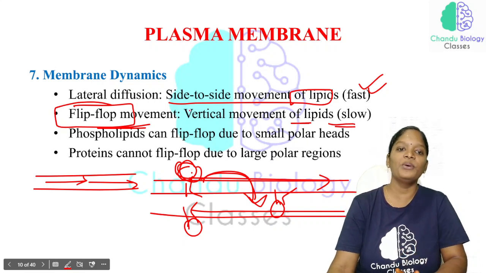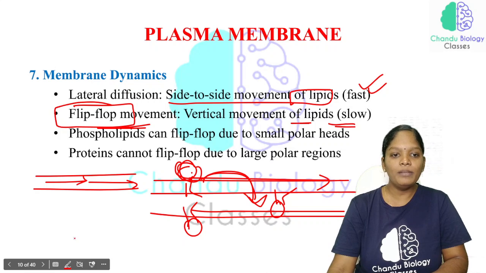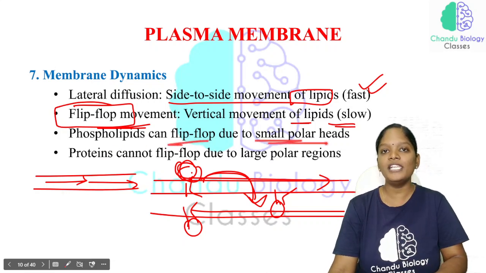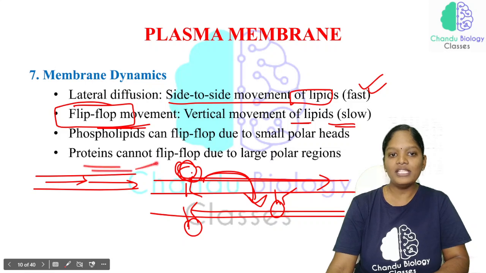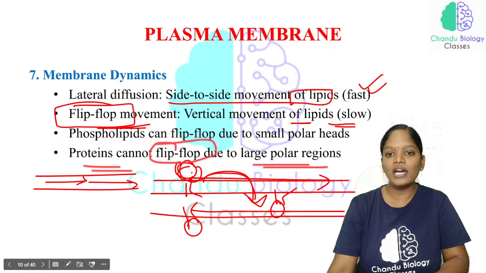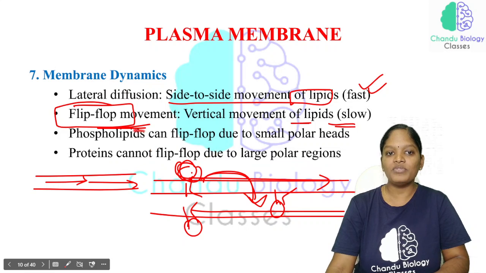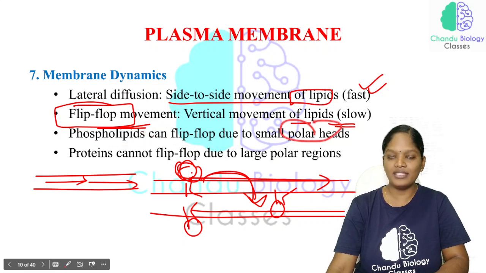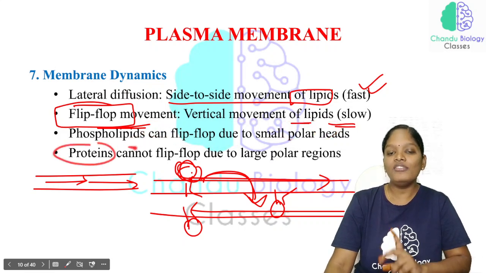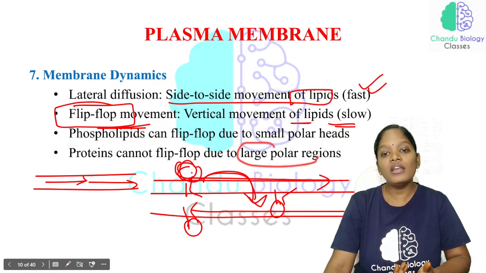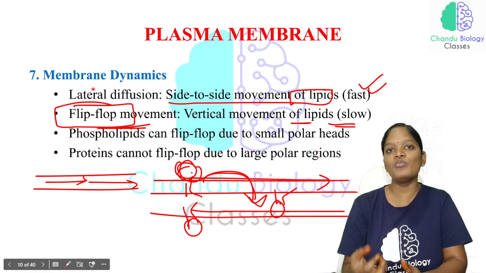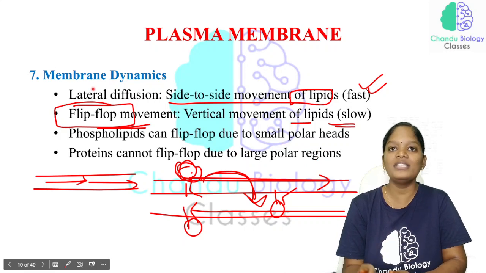Now, see here, phospholipids can flip-flop due to their smaller polar heads. The proteins cannot flip-flop due to their large polar regions. See here, the phospholipids can flip-flop. Why? Because they have small polar heads. And the proteins cannot flip-flop. Why? Because of their larger polar regions. So this is the main reason why the lipids are involved in the flip-flop movement while the proteins cannot.